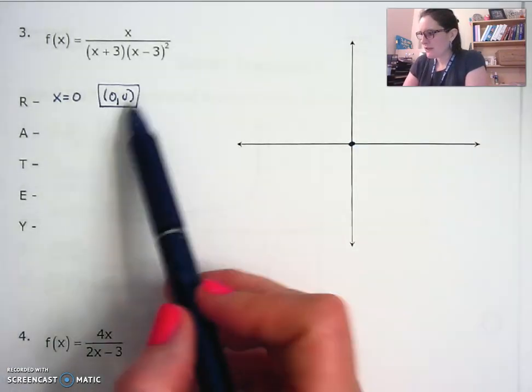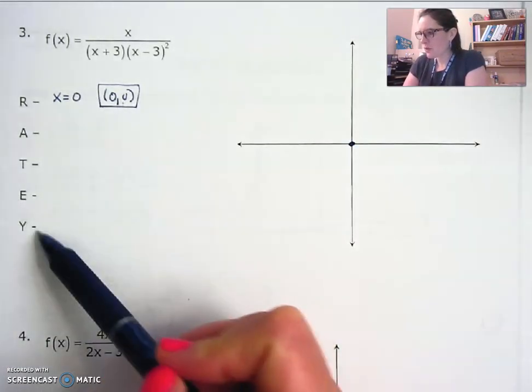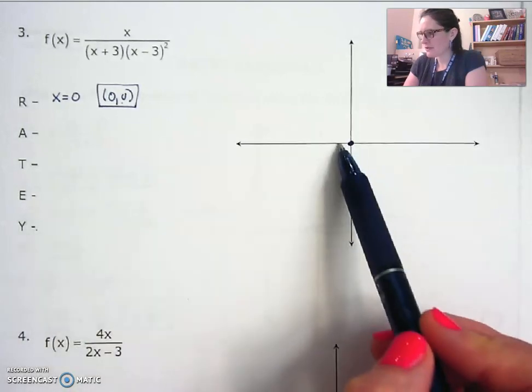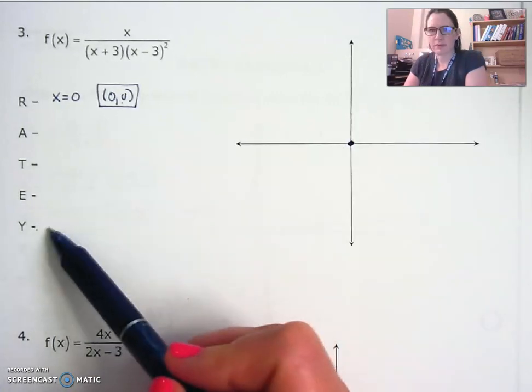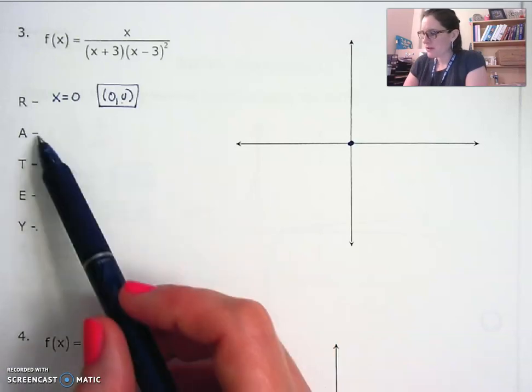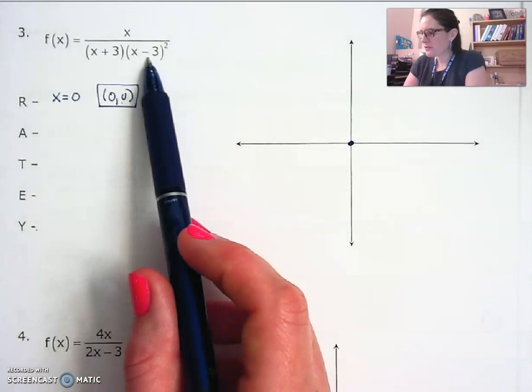As a quick hint, if your x-intercept is 0, 0, your y-intercept is also going to be 0, 0, but we'll confirm that with math when we get to that step. So A is for vertical asymptotes. You set your bottom factors equal to 0.